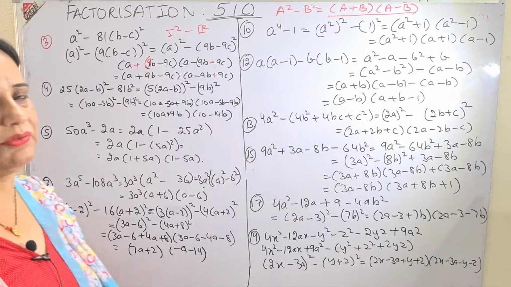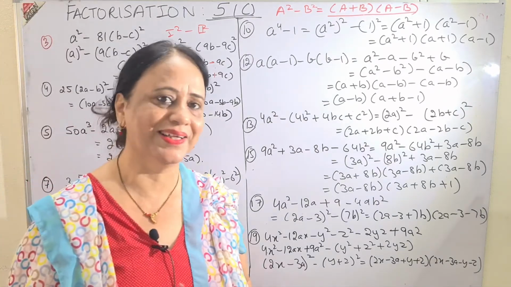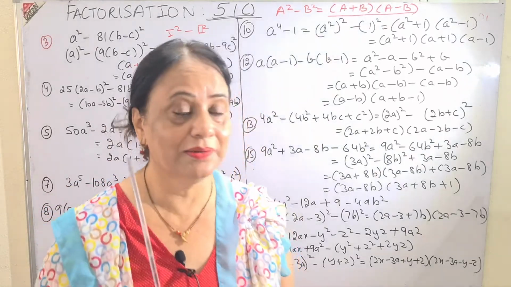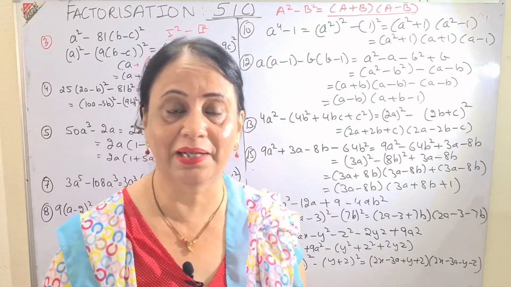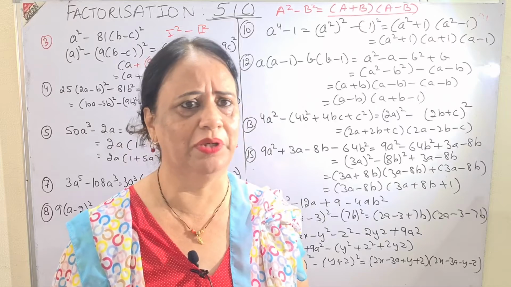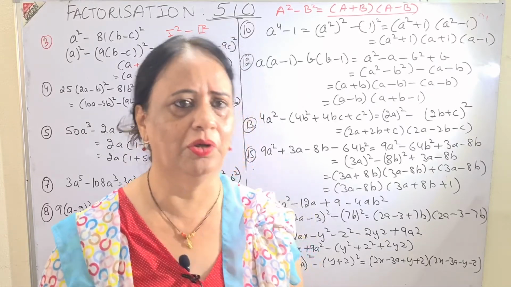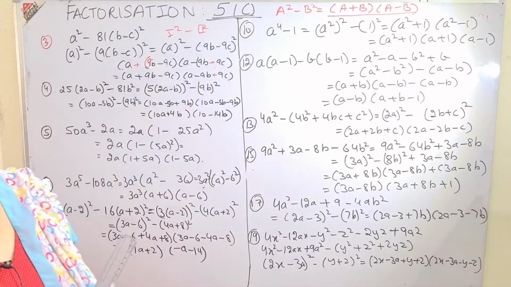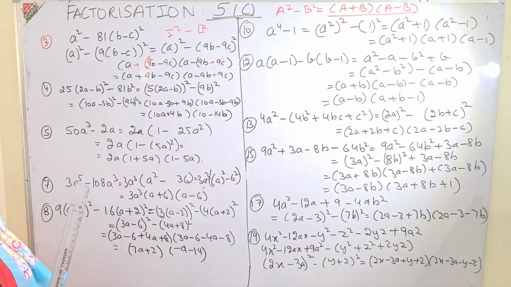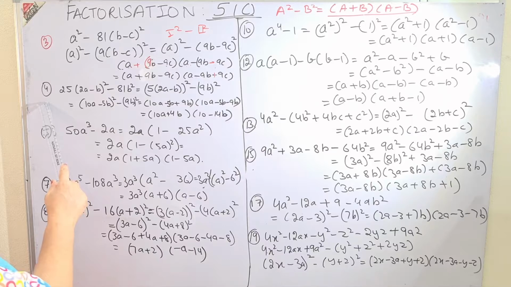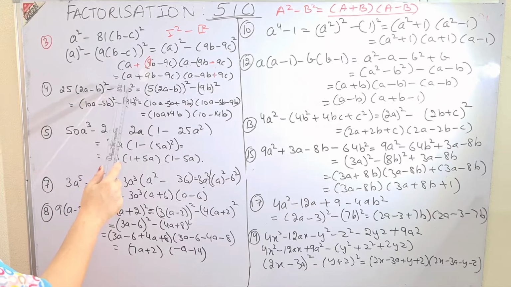But if you are well versed with the formula and you know the fact that if the minus is outside the bracket the sign will change, then there is no problem at all. Since you have been doing this since 6th standard, I am hoping that you know all these things. Then similarly, moving along the same lines, question number 4: 25 times 2a minus b whole square, minus 81b square.